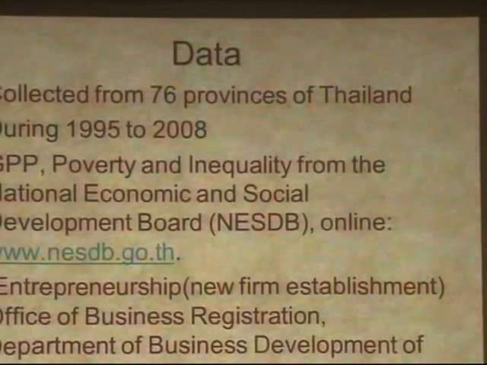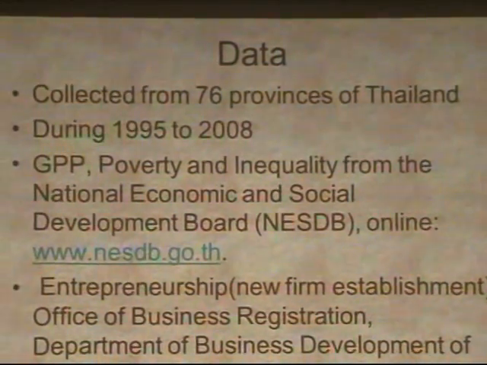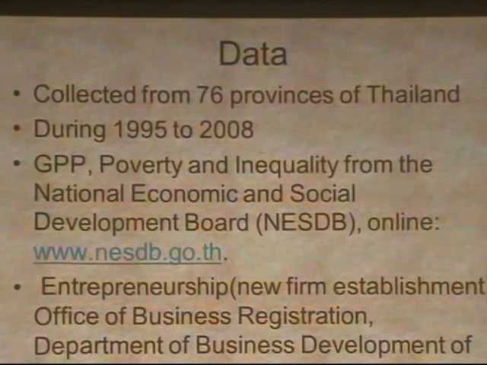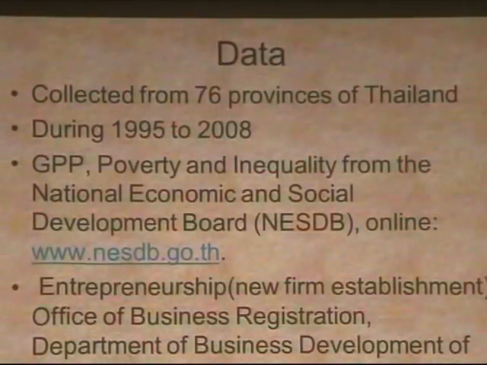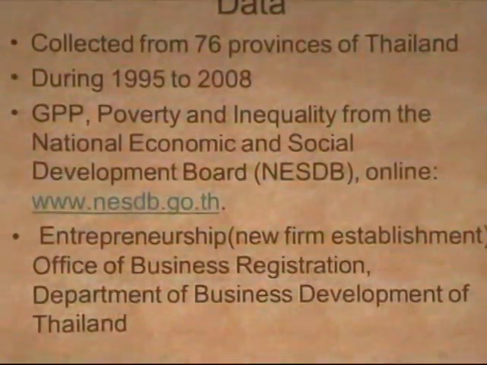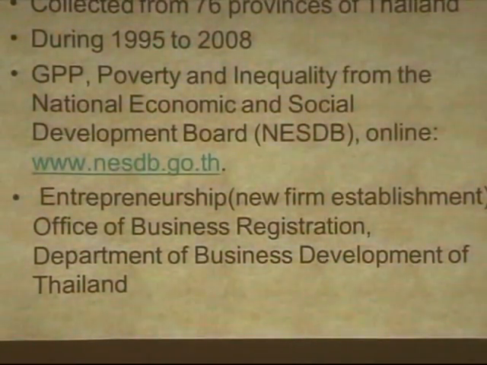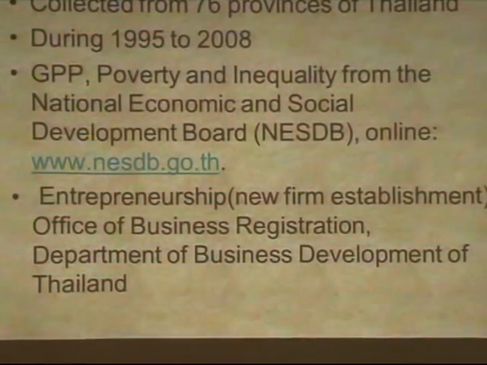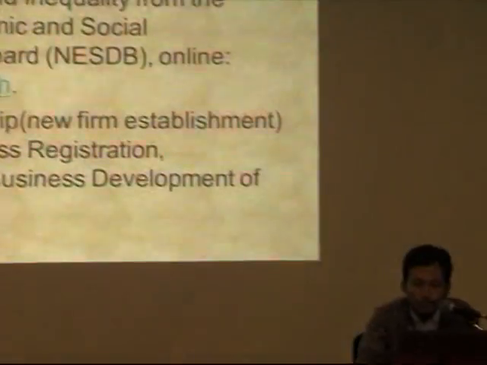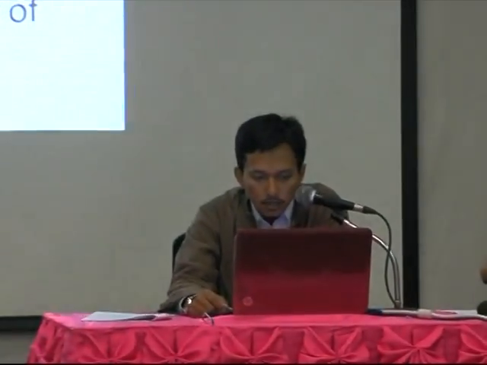The data I've taken from 76 provinces of Thailand during 1995 to 2008. The source of data for GPP, poverty and income inequality, I have taken from NESDB, National Economic Social Development Board, which is available online at the website. And for entrepreneurship, I have taken the data from Office of Business Registration, Department of Business Development of Thailand, where I use data of new firm establishment.